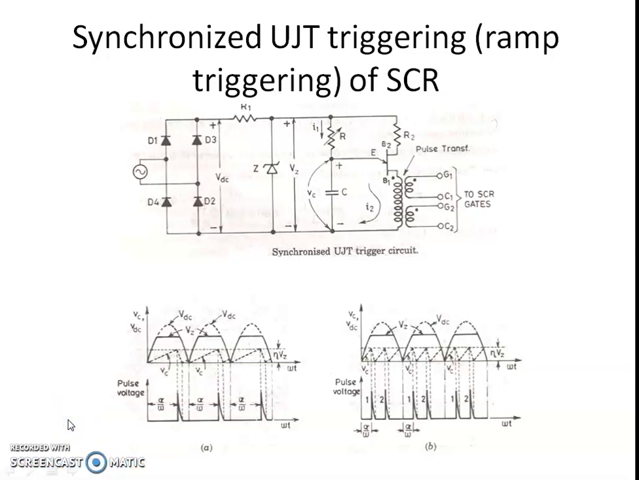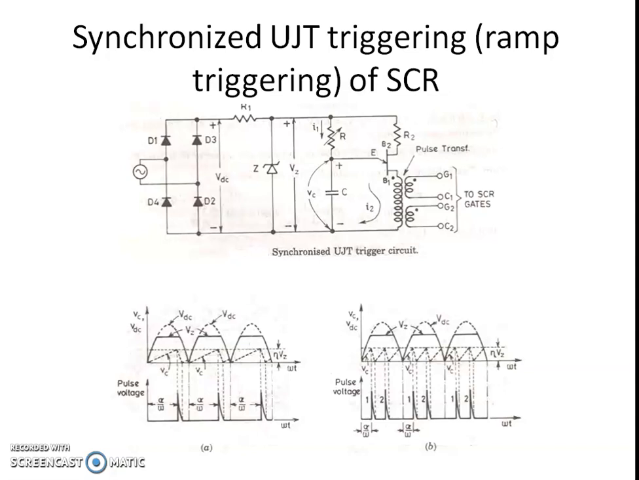In this lecture we will discuss the UJT triggering circuit of SCR. With the help of the UJT triggering circuit, we can vary the firing angle of an SCR from 0 to 180 degrees. In the UJT triggering circuit, we are using a UJT relaxation oscillator for producing triggering pulses.